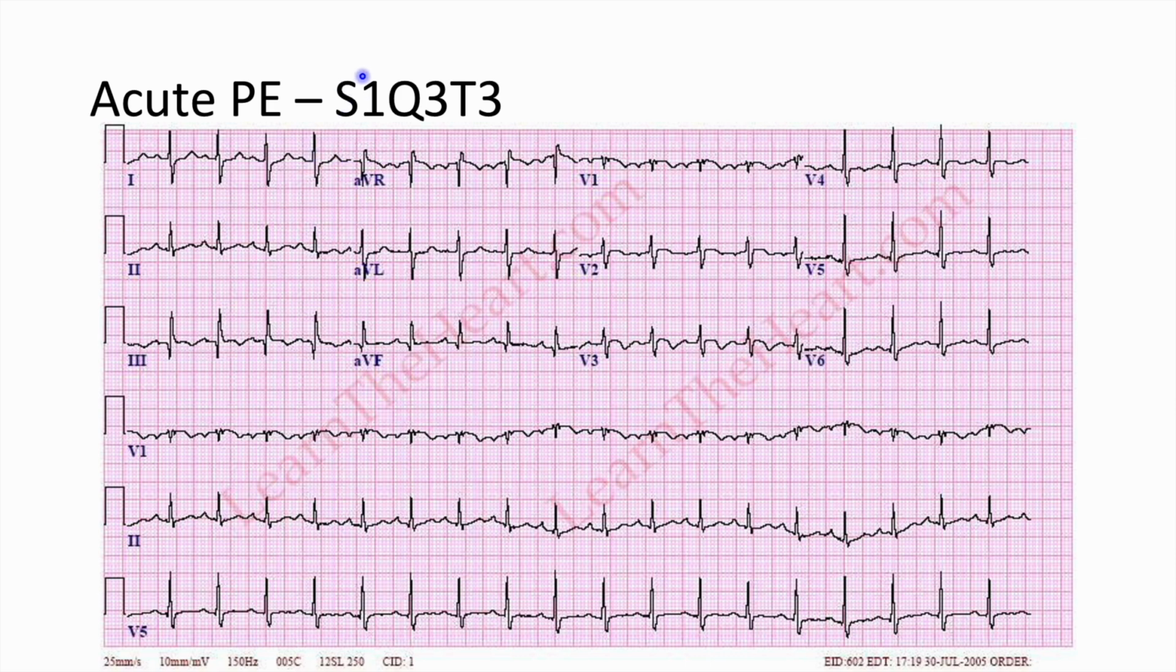It's talking about the S wave in lead 1, the Q wave in lead 3, and the T wave in lead 3. Let's look at lead 1. We have our S wave, so we think QRS. The S wave is really big here. Then we go to lead 3, Q, so our Q wave is really big there. And then T3, our T wave in lead 3, is going to be inverted. It's negative. So I see S1 is big, Q3 is big, and then an inverted T wave. S1, Q3, T3.